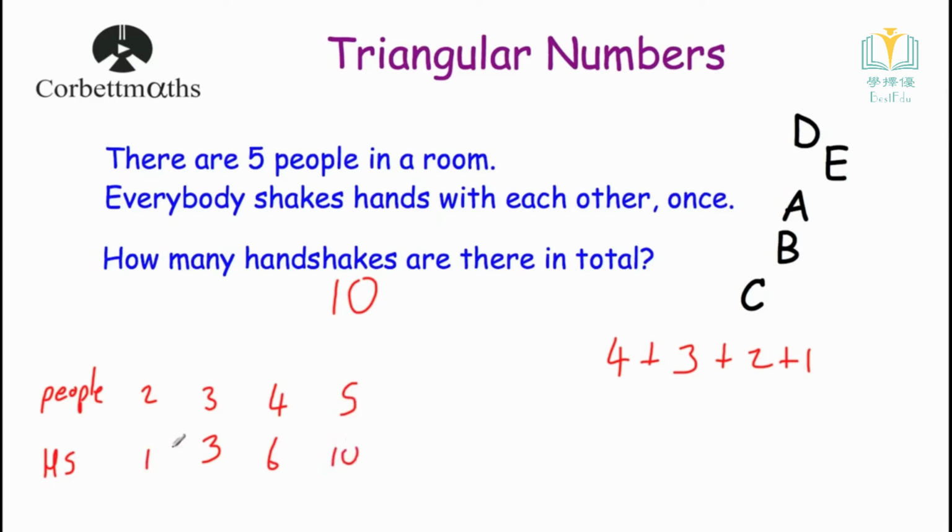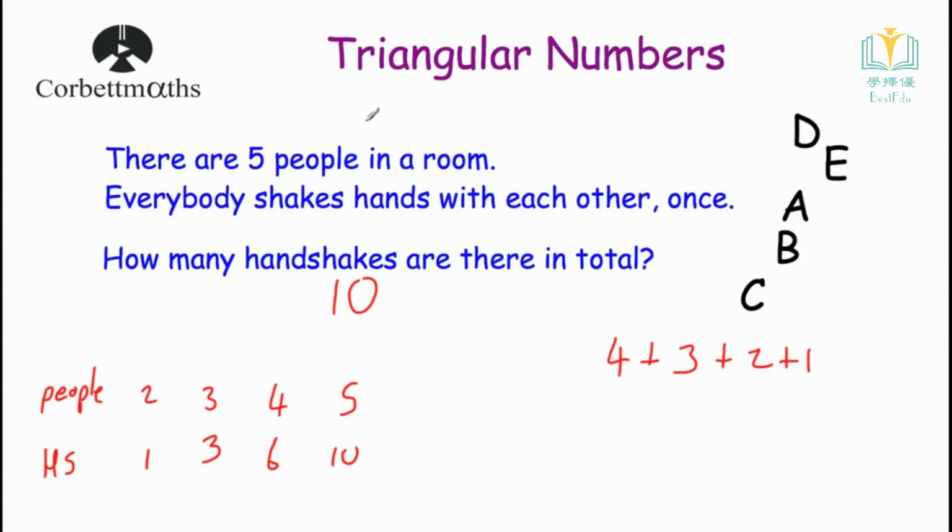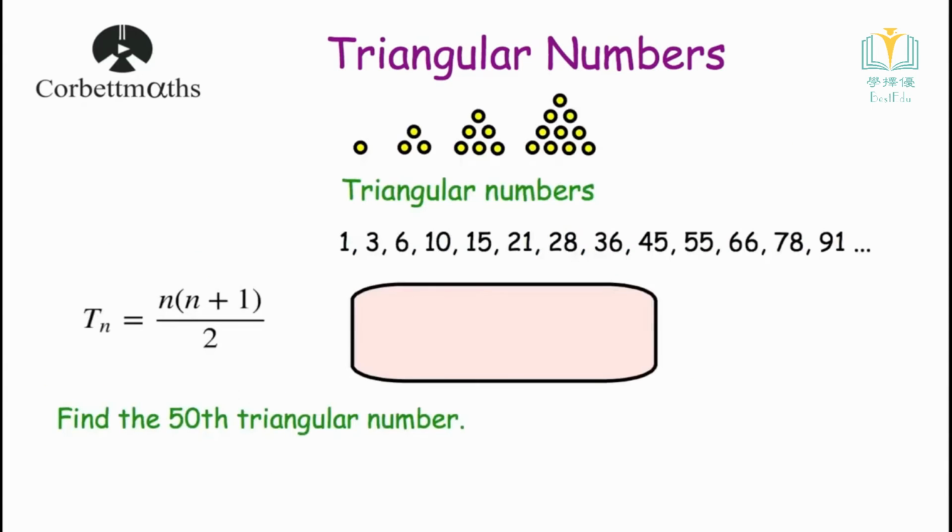And as you can see, the handshakes of 1, 3, 6, and 10, if we look back at our triangular numbers, they are our triangular numbers. So the next triangular number is 15, so that means that if there were 6 people in the room, there'd be 15 handshakes. And finally, let's have a look at the general rules.